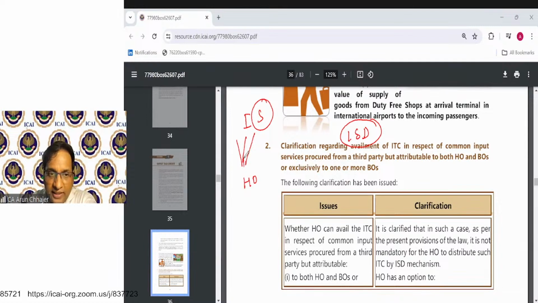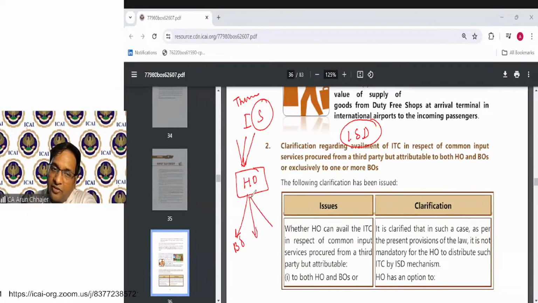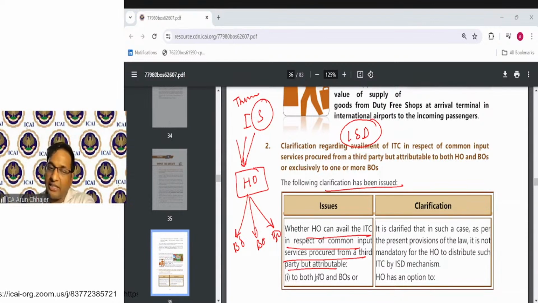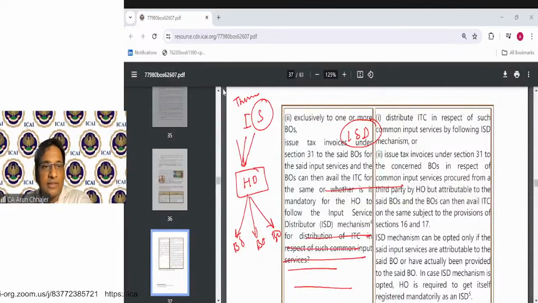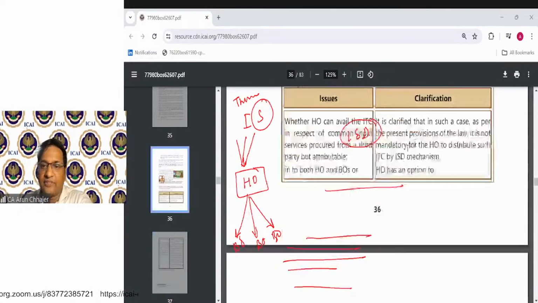So in this circular, they are saying if HO has taken certain services from a third party for the benefit of one branch or for the benefit of multiple branches, the following clarification has been issued. Whether HO can avail the ITC in respect of the common input service procured but attributable to both HO and BO, or exclusively to one or more BO. They have clarified. Let's read the clarification.